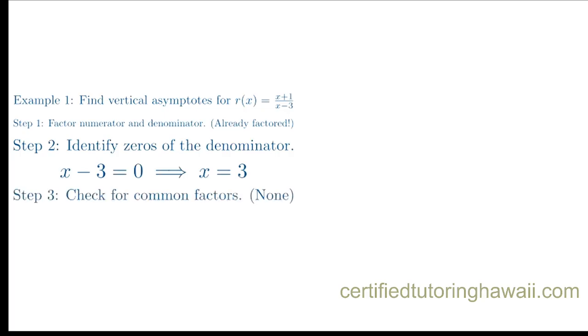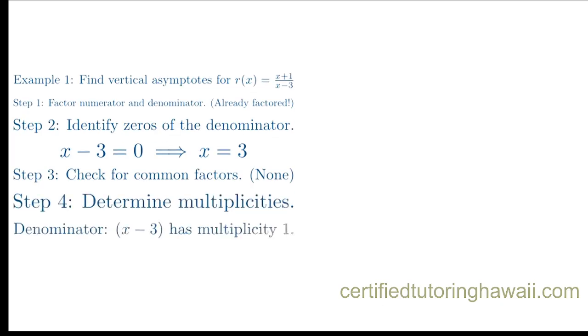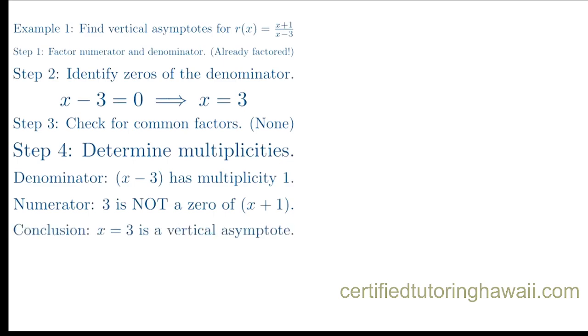Step 3 is to check for common factors. Are there any factors that are in both the numerator and the denominator? No, there aren't. So there are no holes in this graph. Finally, we determine the multiplicities. The factor x minus 3 only appears once in the denominator, so its multiplicity is 1. We also check the numerator and find that x equals 3 is not a 0 of the numerator. Based on our first rule, this confirms that x equals 3 is a vertical asymptote. Graphically, this means we have a vertical line at x equals 3, and the function's branches will approach this line without touching. Let's look at a second example that includes our second rule.